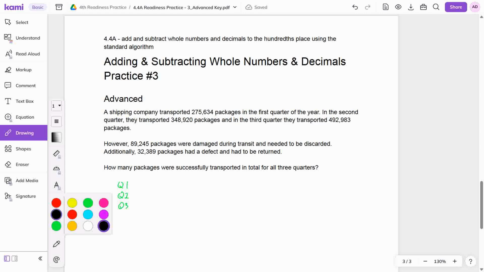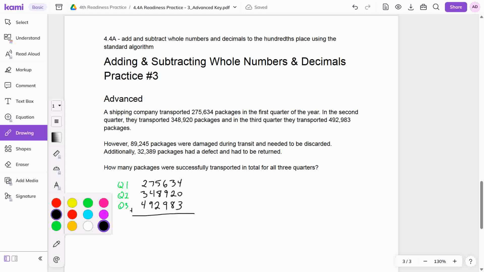First, let's figure out how many packages were transported, or at least the shipping company originally put out there. So I'm going to just stack my numbers up here: 2, 7, 5, 6, 3, 4. I'm not going to place my comma. I don't want to accidentally think it's a 1 when I'm regrouping. All right, so 3, 4, 8. Obviously, lining these up is extremely important. 920. And then 492, 983. All right, so this is all that was originally sent out.